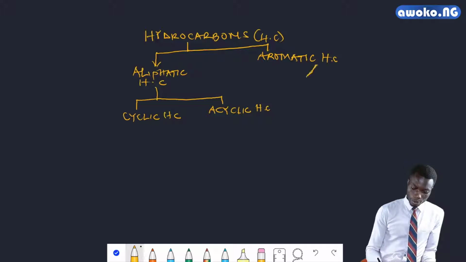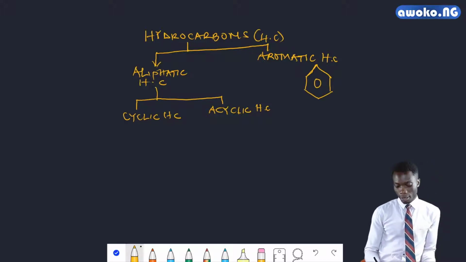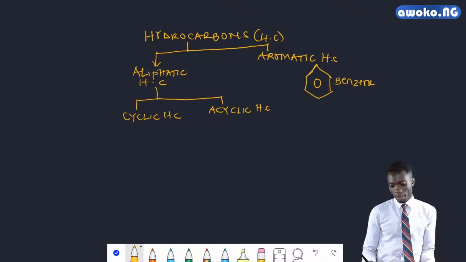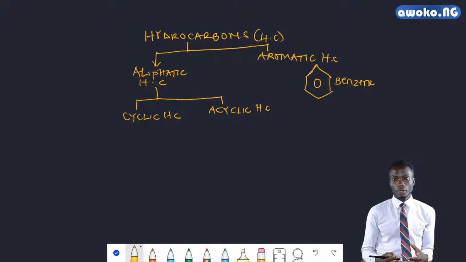Aromatic hydrocarbons are benzene and its family. So this is benzene. Now, today we are not discussing aromatic hydrocarbons, but we are going to be streamlining our discussions to where we find alkenes.